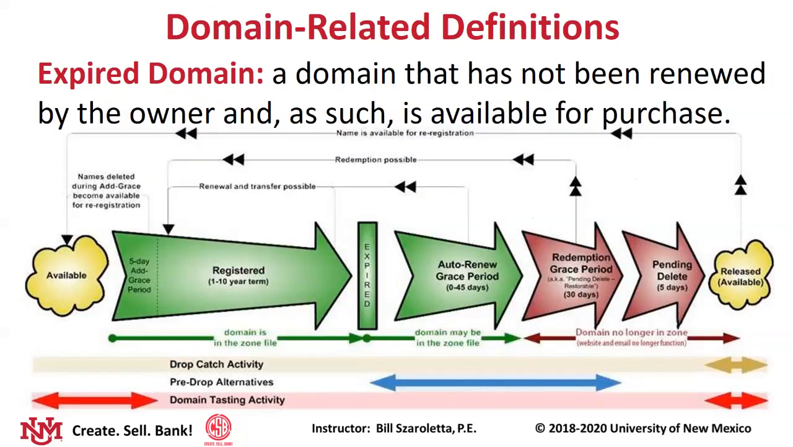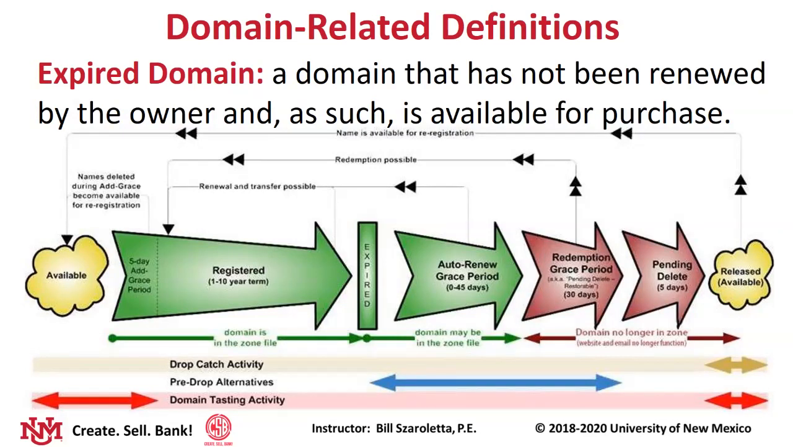you can look at that. So an expired domain, and I'm going to show you a business model that is based on that, but it's a domain that has not been renewed by the owner. When you buy them, you have them for 12 months, and 12 months and a second, it is now an expired domain.